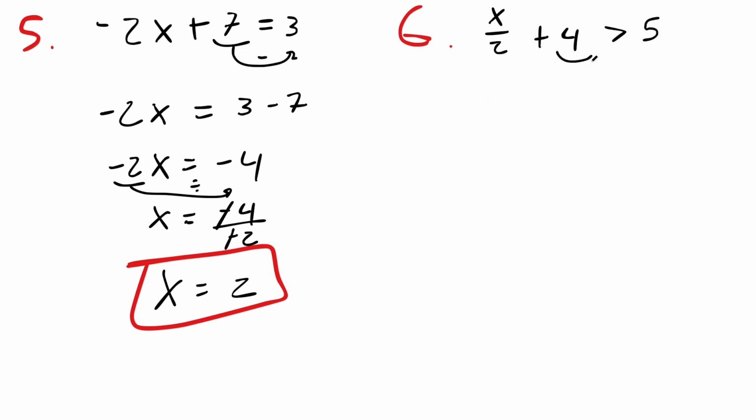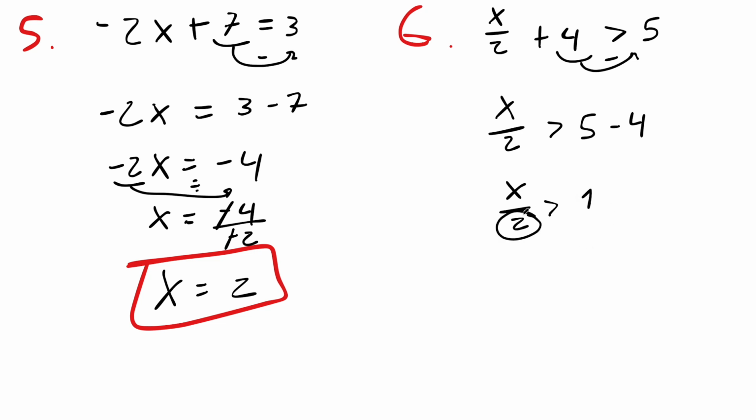Simple. We pass the 4 to the other side to subtract. We get x over 2 greater than 5 minus 4. x over 2 greater than 1. And so, since we now have a divider, we pass it to the other side to multiply. And so, x will be greater than 1 times 2, giving us a result of 2.